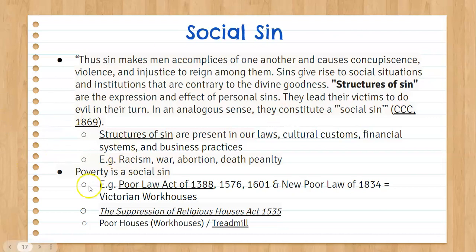And we see that in the film in the example of poverty. And this is where you can bring in the law if it's applicable in whatever you want to write. So in the film, the situation, the poverty in Victorian England, there's two legal things that cause the situation we see in the film. I guess I could do this one first. So the Suppression of Religious Houses Act of 1535, it was actually part of King Henry's Act of Supremacy.